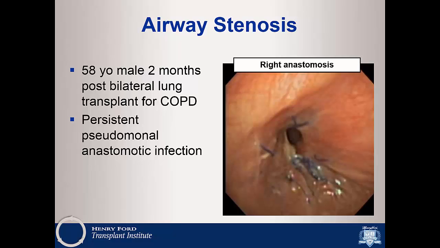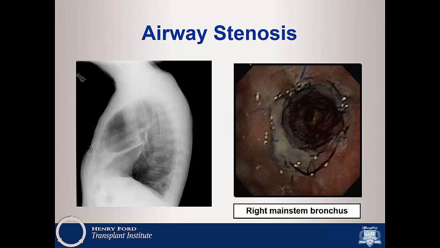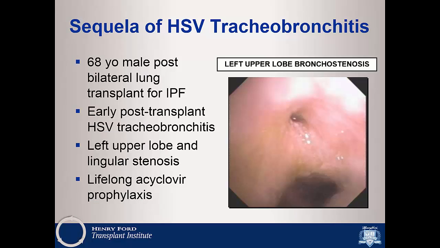And this is an example of a chest x-ray with a classic middle lobe collapse. And this is a stent that's put across the right main stem, but had occlusion of his right main bronchus here, or right middle lobe, excuse me.